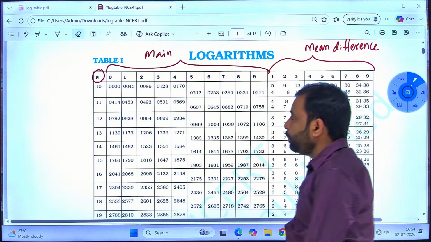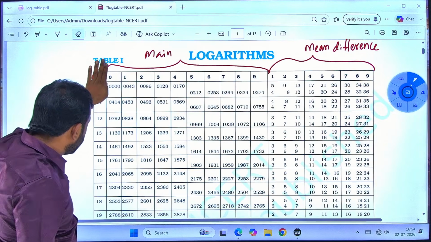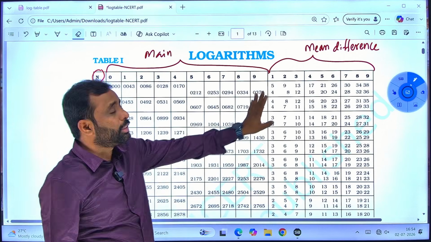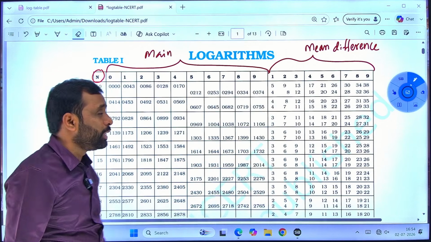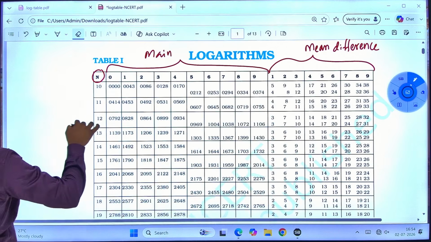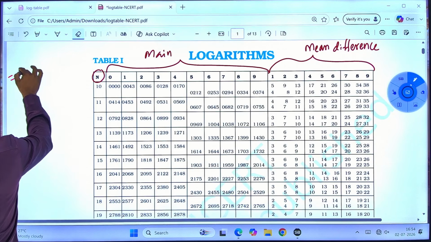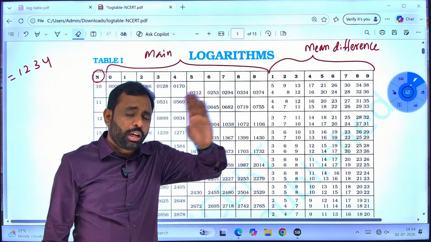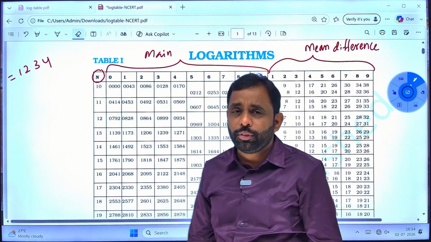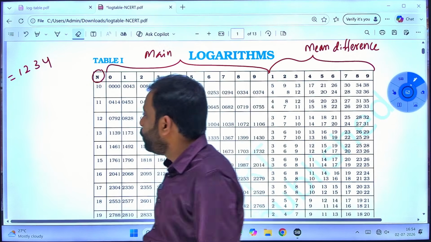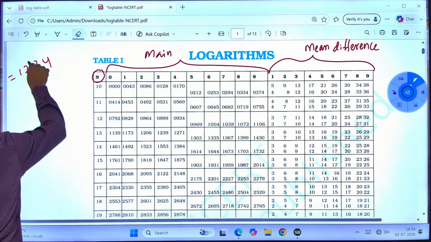Mean difference column, and this extreme left side, the 2-digit number is there in this column, and this is the main column, and this is the mean difference column. How to use this table? Let us see. For example, our target is to find log 1234. Forget about the decimal point. We wanted to calculate the mantissa, so forget about the decimal point position. Clear, right? First two digits.